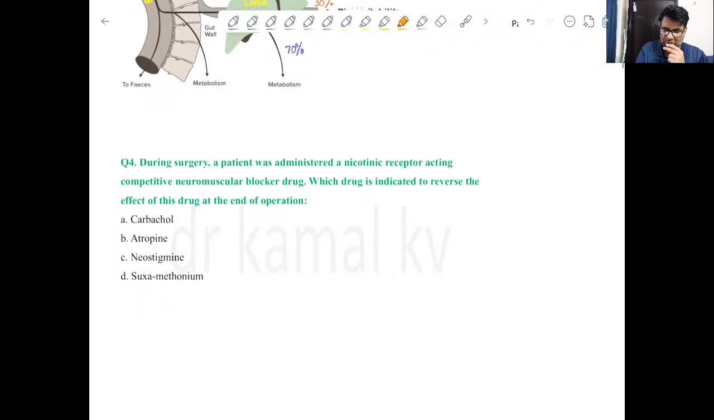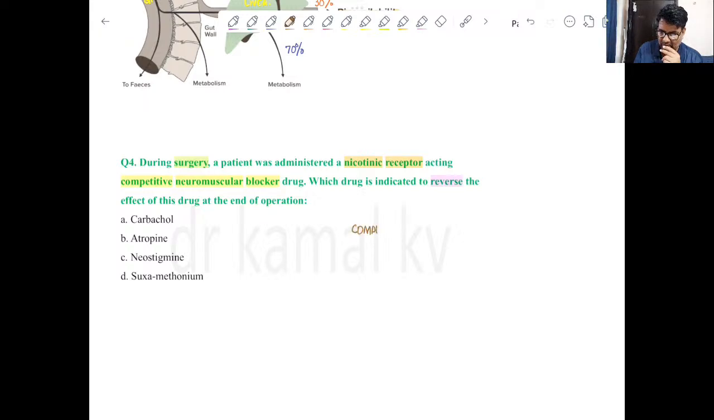Chalo. Next question. During surgery, a patient was given a nicotinic receptor acting competitive neuromuscular blocker drug. Now, which drug is needed to reverse the effect of this drug at the end of the operation? So what is actually being given here?